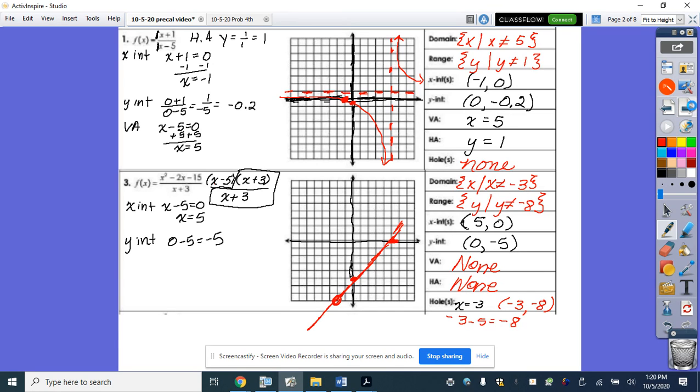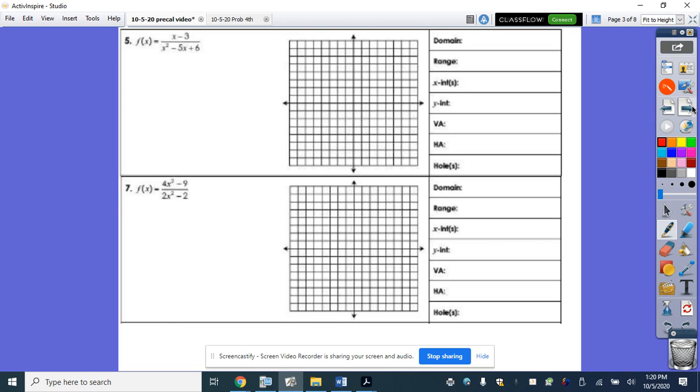Okay? The next one that we did in class was number 5. When you look at this one, again, you need to ask yourself, is there any way for me to factor this? And if there is, you need to go ahead and factor it. So I have a bottom that can be factored. And so I have x minus 3 and x minus 2. Okay? Now, immediately you should say to yourself, wait a minute, I have a hole at x equals 3.